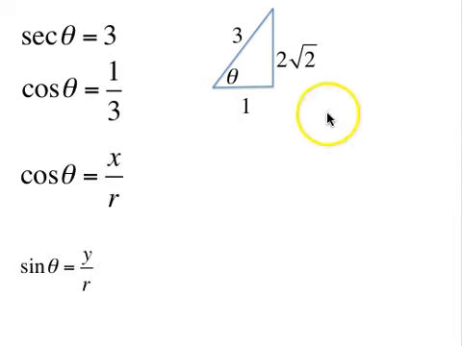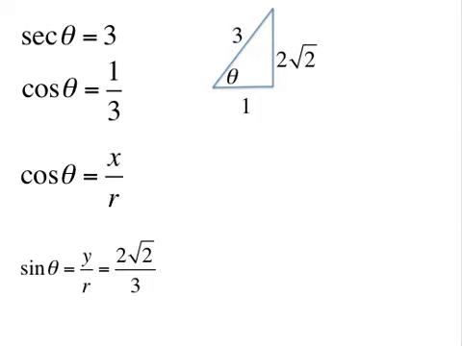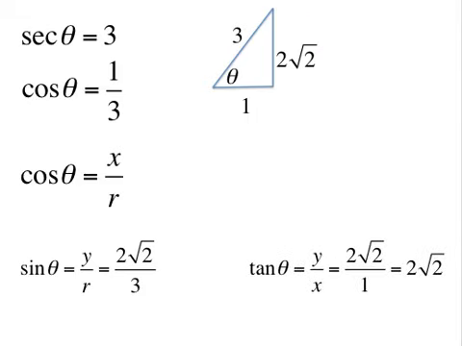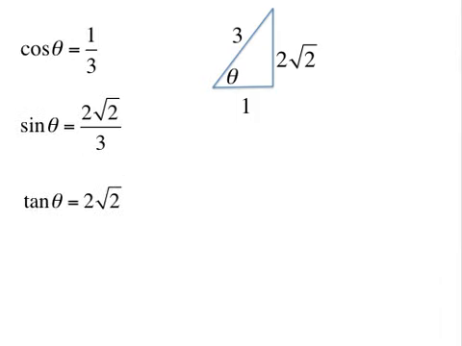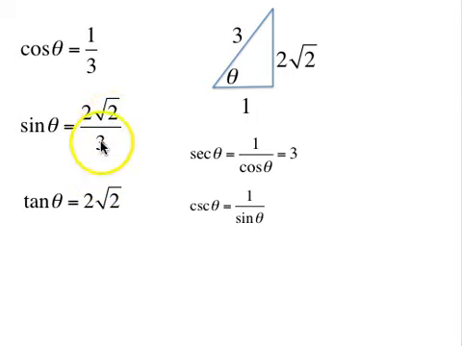So next, sine of theta is y over r, 2 root 2 over 3. Tangent is y over x, so that's 2 root 2 over 1, or 2 root 2. Now regarding the others, secant is the reciprocal of cosine, cosecant is the reciprocal of sine, cotangent is the reciprocal of tangent. So let's use all that information. Secant of theta, of course, is 1 over cosine. So the reciprocal of 1/3 would just be 3. Cosecant of theta is 1 over sine. So the reciprocal of sine is 3 over 2 root 2.